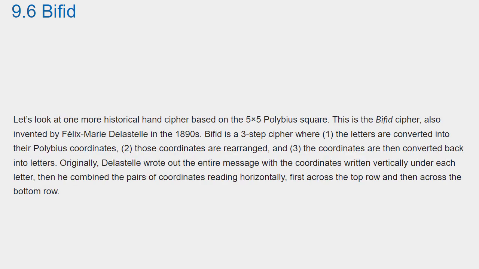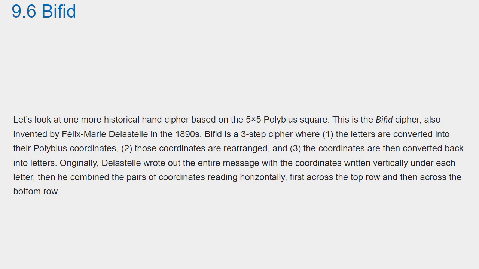Section 9.6 Bifid. Let's look at one more historical hand cipher based on the 5x5 Polybius square. This is the Bifid cipher, also invented by Félix Marie Delestel in the 1890s. Bifid is a three-step cipher where 1. The letters are converted into their Polybius coordinates, 2. Those coordinates are rearranged, and 3. The coordinates are then converted back into letters.